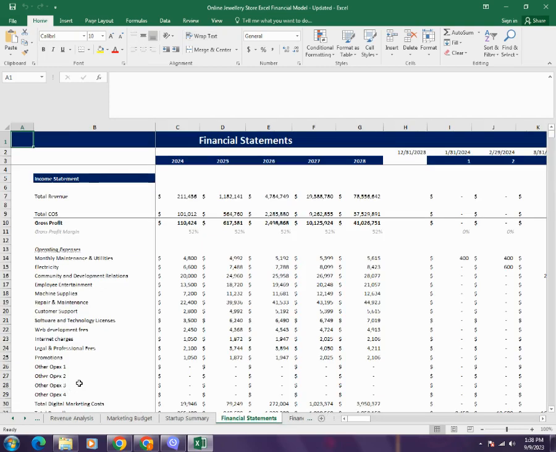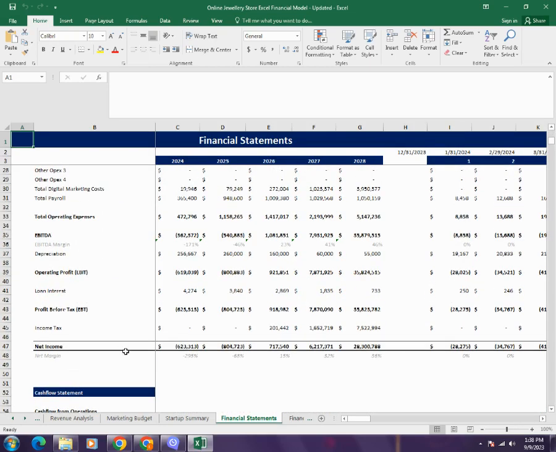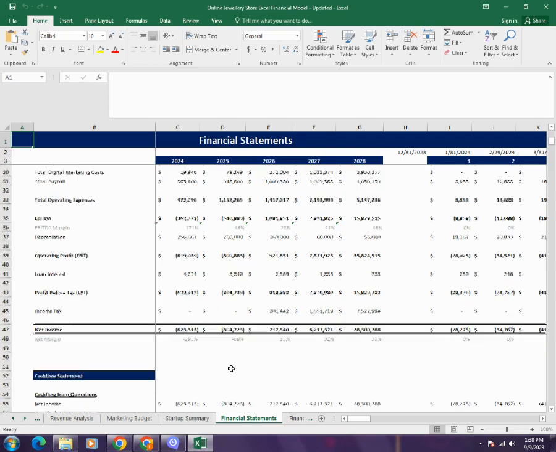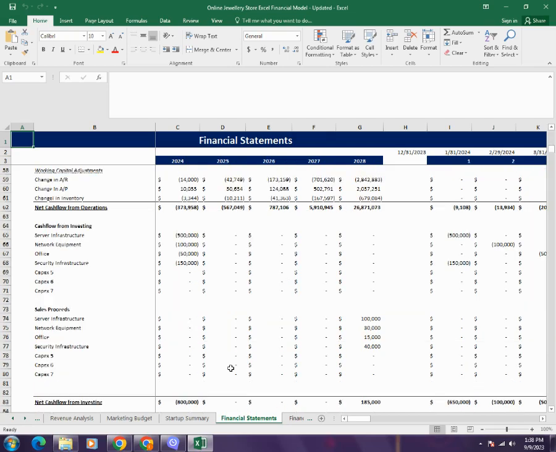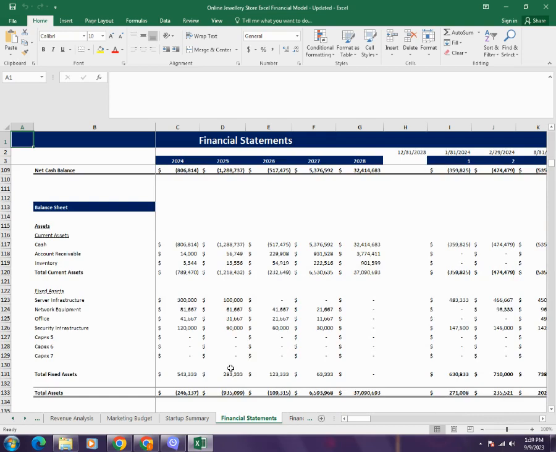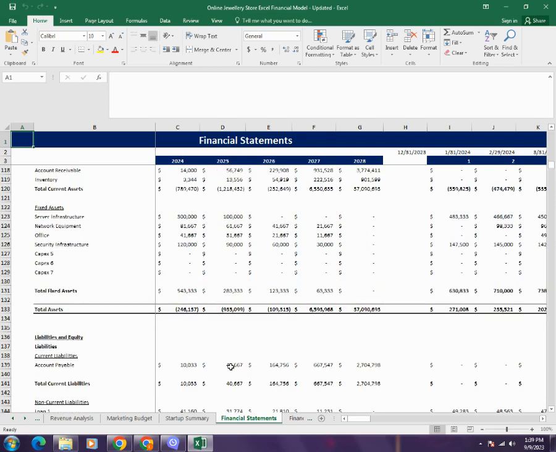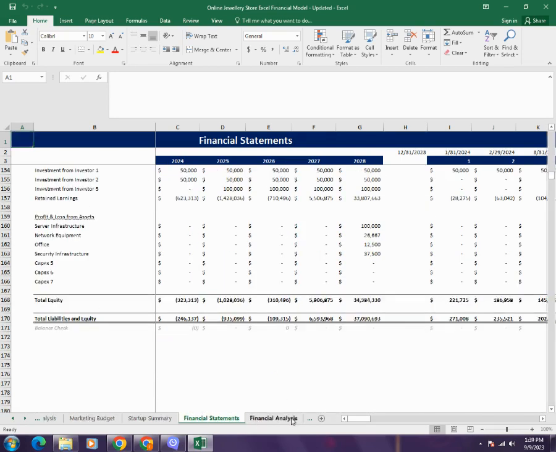Then comes the financial statements. This includes income statement, cash flow statement, and balance sheet. The income statement tells you about the company's net income that is being earned in the next 5 years of the company's projections, whereas the cash flow statement tells you about the cash inflows and outflows of the company through its operating, investing, and financing activities. Then comes the balance sheet. The balance sheet gives you the financial position of the company through comparing its total assets with its total liabilities and equity, as you can see over here.